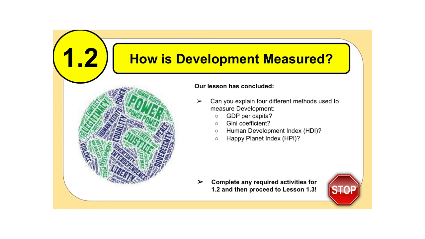And there we have it, end of lesson 1.2, how is development measured? So can you explain 4 different methods used to measure global development, such as GDP per capita, the Gini coefficient, the Human Development Index, and the Happy Planet Index? If you can, give yourselves a round of applause, pat yourself on the back, because you have done a wonderful job and have mastered 1.2.